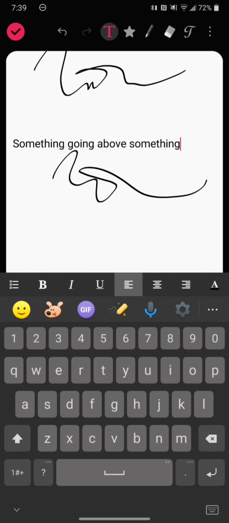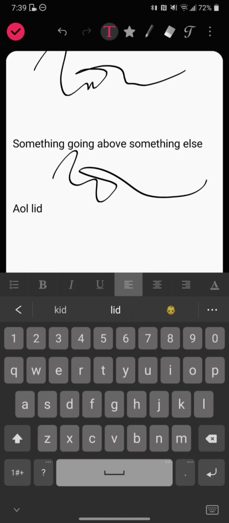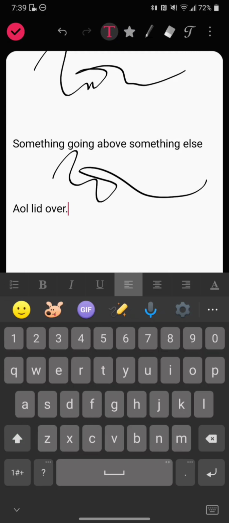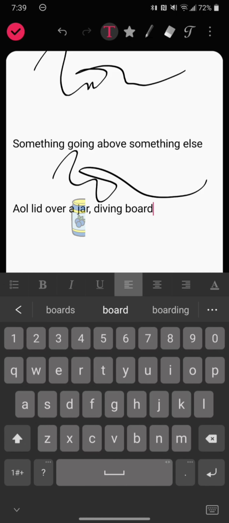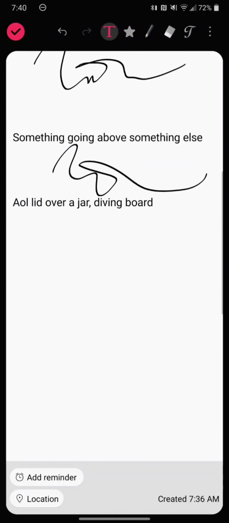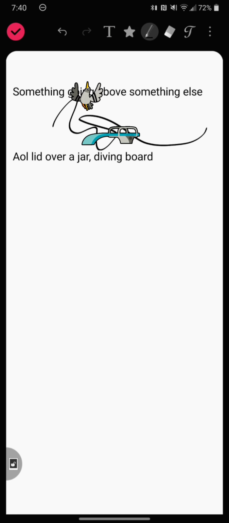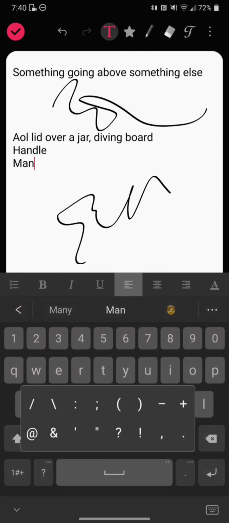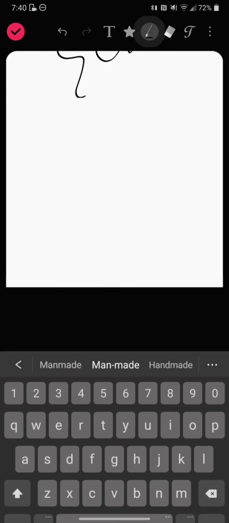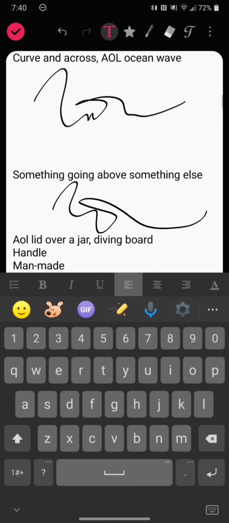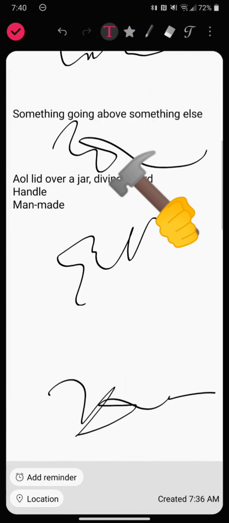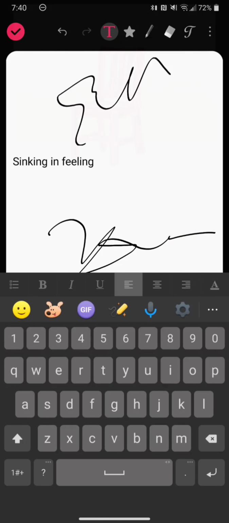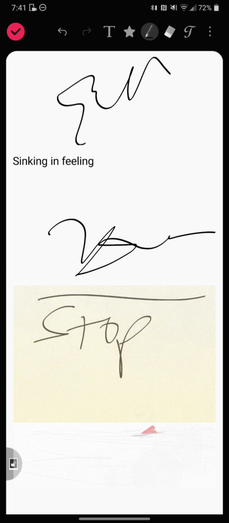There's almost the same ideogram again, different interpretation. Something going above something else. Is that helpful? I don't know yet. It's giving me an analytic overlay of a lid over a jar, or maybe a diving board over a body of water. Those are kind of man-made sensations. I have impressions of handle and man-made, and a sinking in feeling when performing the ideogram, and that's enough.